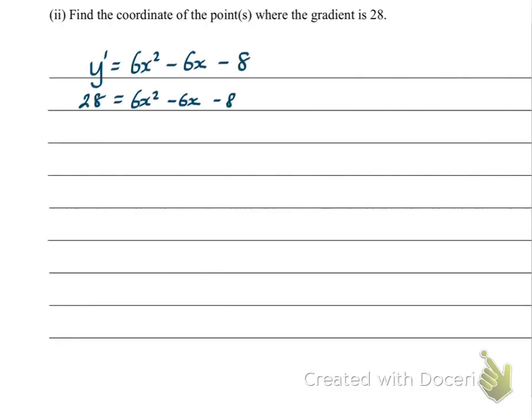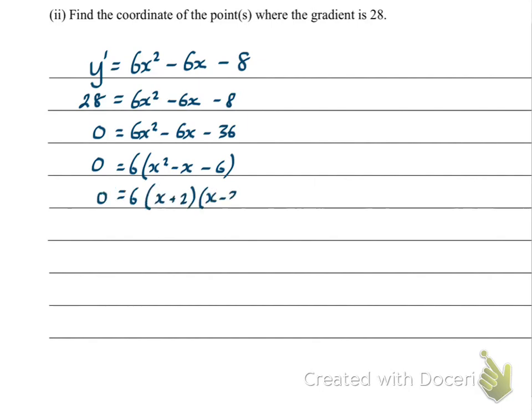Here we want the gradient equals 28. We have our gradient formula from the previous part. Put 28 into there. Make it equal 0. Got a common factor of 6. Factorize the brackets. We've got x as being 2, -2 and 3.